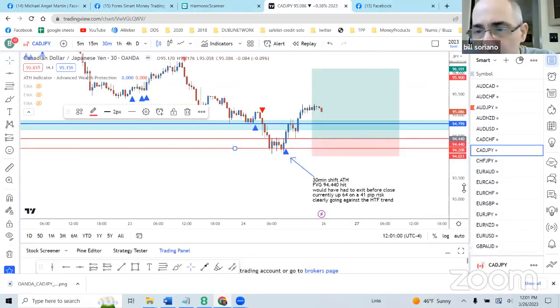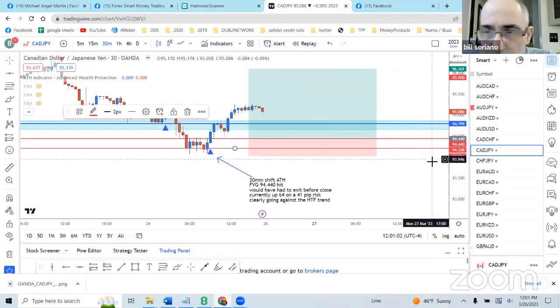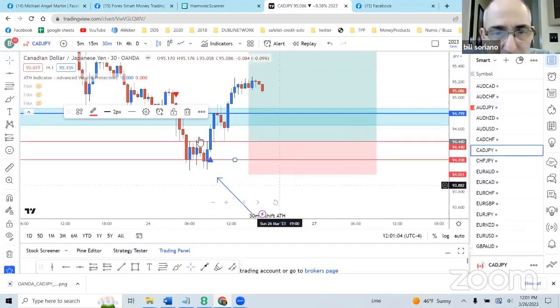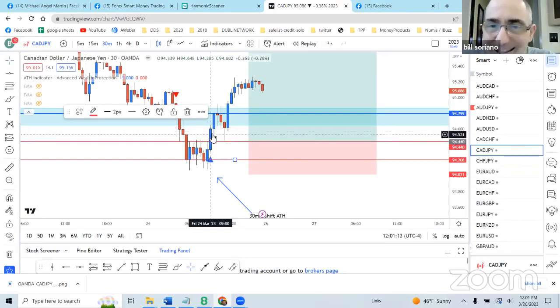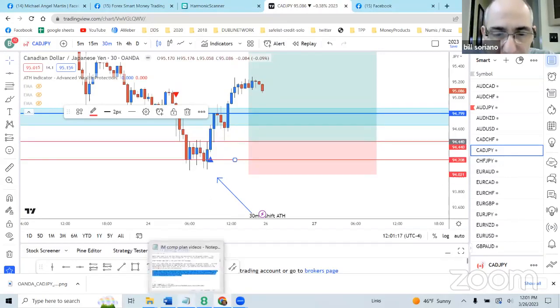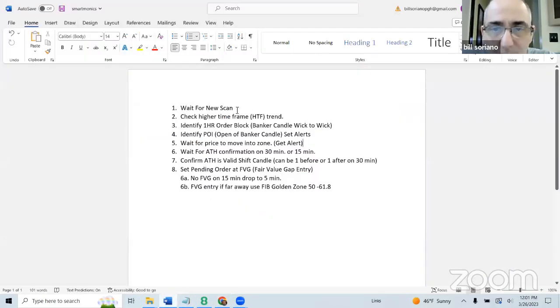So we're looking for the fair value gap. To identify this fair value gap, you go to the candle one candle before your shift ATH candle, right? This is your confirmation to get in this trade. Okay, the scan came out. We checked the higher time frame trend. This was going counter trend, but we took it.